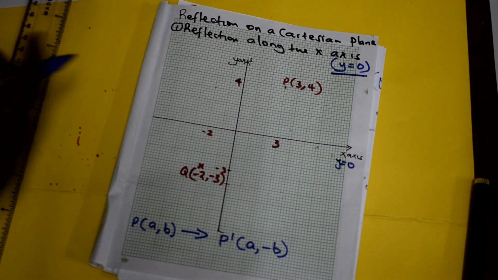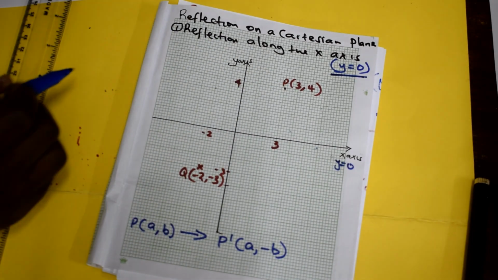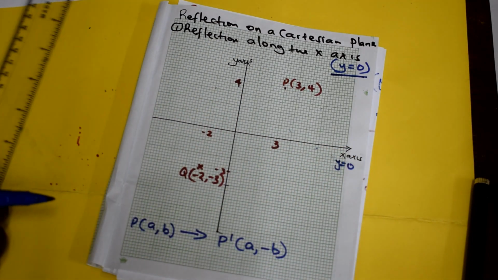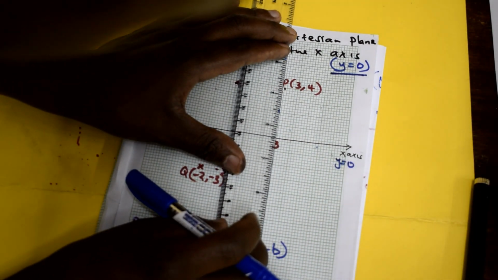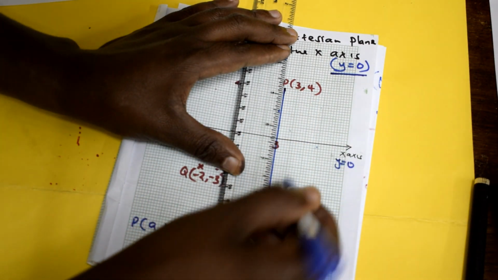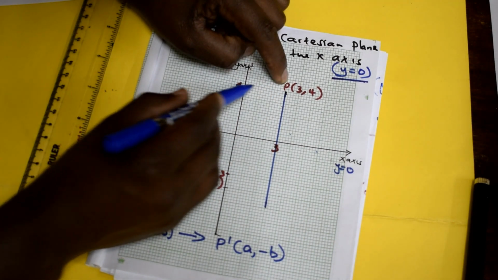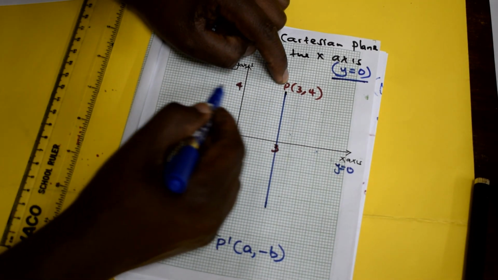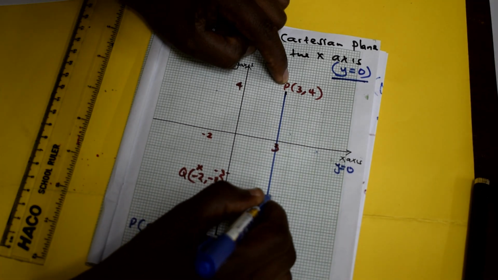So I've taken a few points. For example, we have a point P, and point P is (3, 4). We are going to reflect along this. So our image will be formed on this lower part, on the opposite side of the mirror line. And this is 3 units from this, it's 4 units on the upper side of the line, so it will also be 4 units on this lower side.